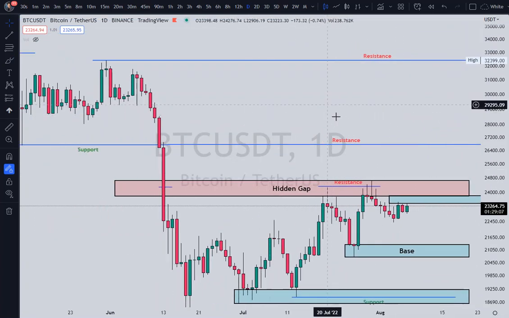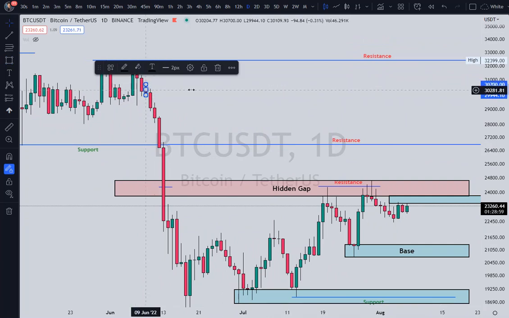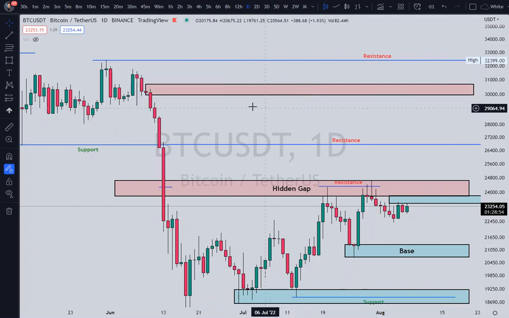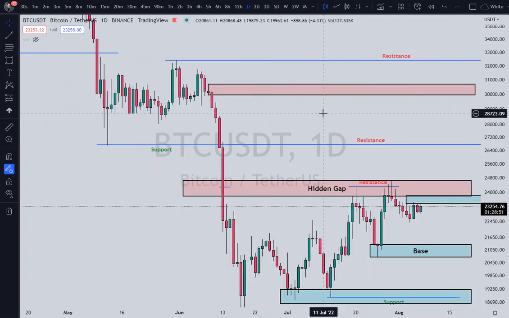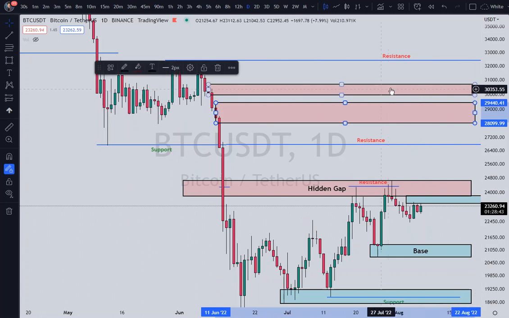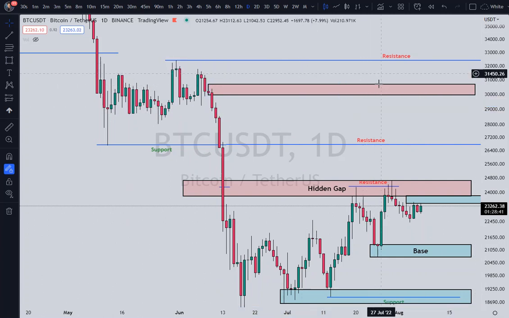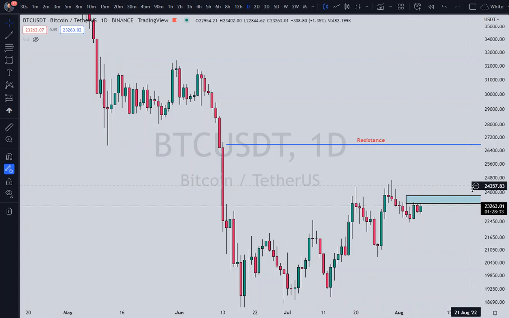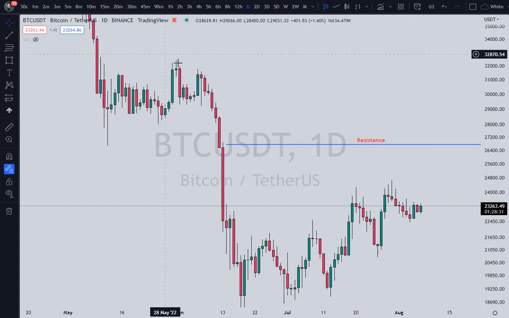We have a few important resistance here, but if I want to give you a few areas, I think this area would be very important. Let me change the color. Yeah, this is the area that I watched, and also this area would be another important resistance before reaching this area. Okay, this was for the daily, and let's go to lower time frames.